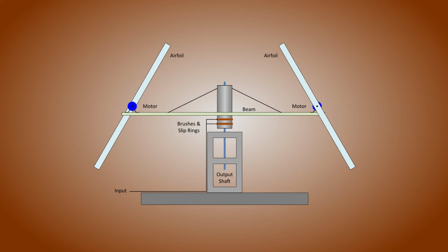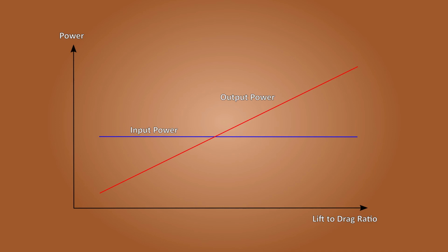If it was possible to repeatedly redesign the airfoils to get more lift with each redesign without increasing the drag, then we would eventually come to a point where the power generated by the output shaft would be greater than the power consumed by the Blue motors to spin the airfoils. Therefore, the lift-to-drag ratio of the airfoils is the key as to whether or not this device is capable of amplifying power. This graph illustrates what is theoretically possible.